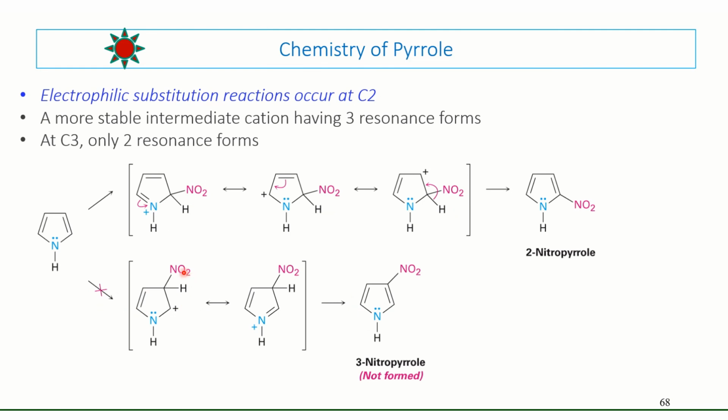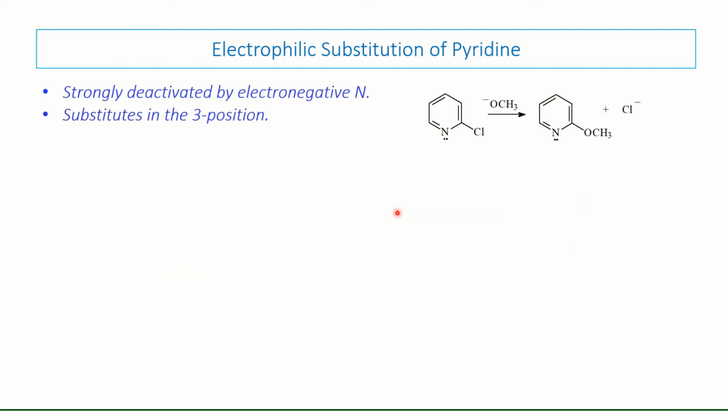We look here at the pyrrole, and you can see immediately it's our old strategy, where we attack different positions on the ring and look at the resonance structures that we generate. You can see that with substitution at the 3 position, we only have 2 resonance structures, while substitution at the 2 position, we have 1, 2, 3. And so therefore the 2-nitropyrrole is the one that dominates.